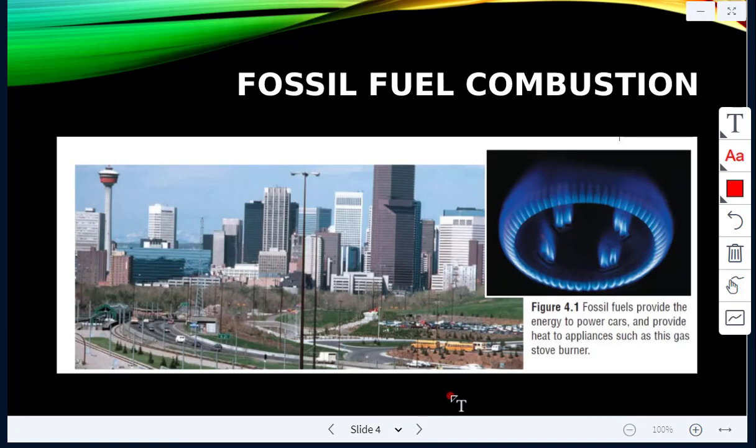All right, and here fossil fuel combustion is what we're going to talk about. Fossil fuels like coal and oil, natural gas, they provide the energy to power our cars, our vehicles. They also provide heat to appliances, for example, this gas stove burner. They're also used to heat up our homes, for example, in the furnaces and so on.